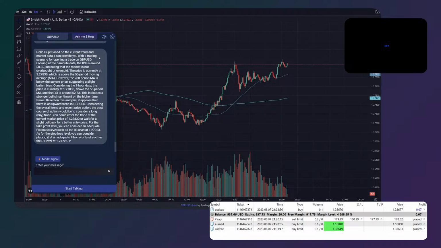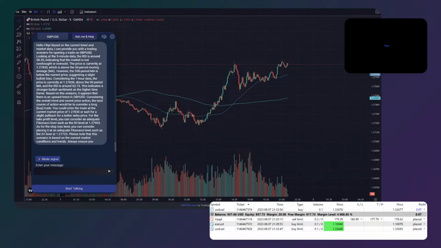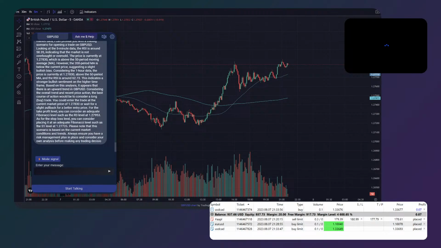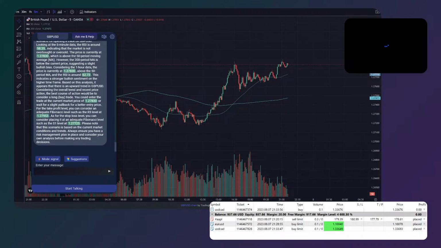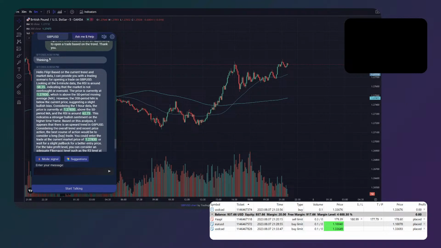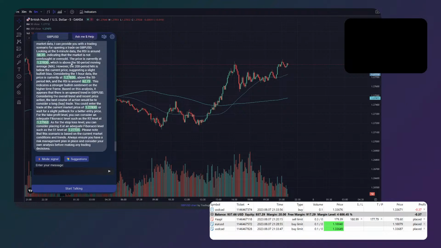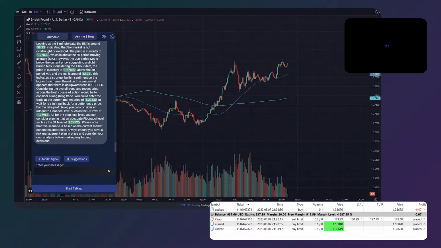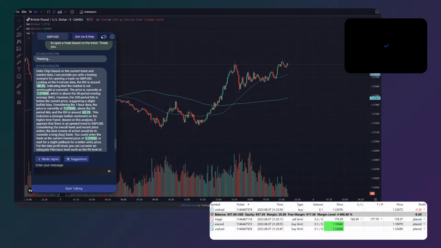Which is above the 50-period moving average. And there is actually the thinking, it should be gone, so I think it skipped there. Hey Casey, hi there. It skipped actually the one message, so that's a shame. But hey, let's work with what we have here. Above the 50-period MA, and the RSI is around.